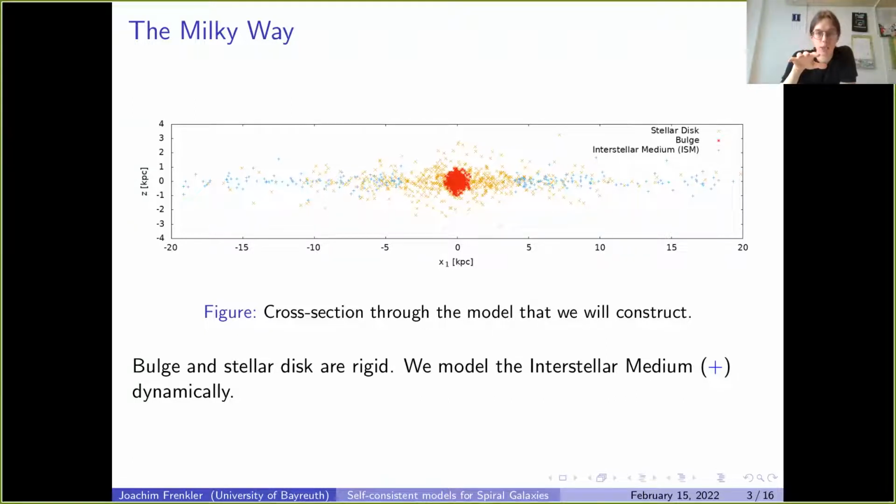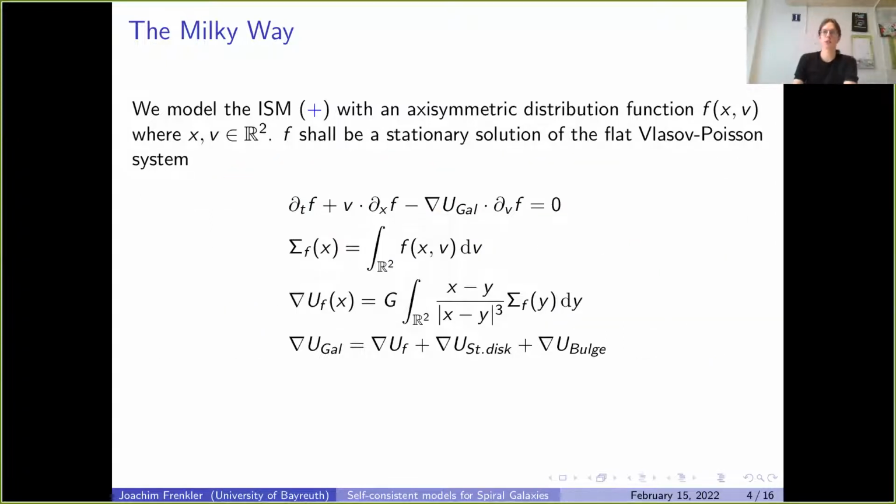The mass of this interstellar medium is made up mostly of gas, and the density is extremely low in this interstellar medium because it distributes over vast regions. And therefore we will model it as a collisionless gas, which moves in its own gravitational potential and the gravitational potential of the bulge and the stellar disk. And what I've said just makes it an ideal candidate to be modeled as a stationary solution of a suitable Vlasov-Poisson system. And this is exactly what we do.